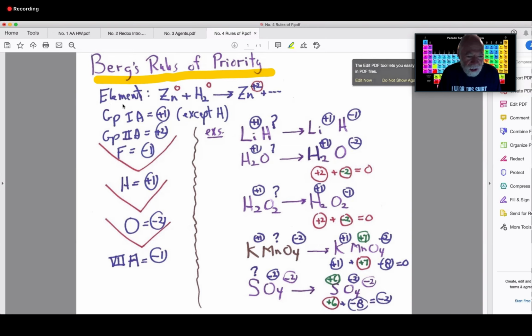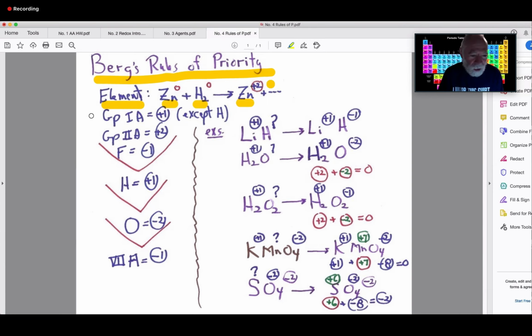Rule number one is an element all alone gets a 0 oxidation state. So in this reaction I've shown you, zinc is alone, it gets a 0. Now it's true there's 2 hydrogen atoms here, but it's still the element hydrogen alone, it's a 0. Now one big exception, let's say in this reaction it produces zinc plus 2. If they tell you that zinc, even though it's alone, has a plus 2 state, don't argue with them. Okay, so this is what's called an ionic equation. So you give it a 0 unless they tell you otherwise.